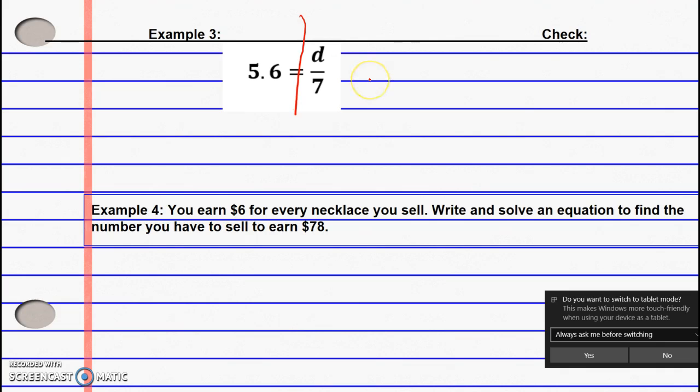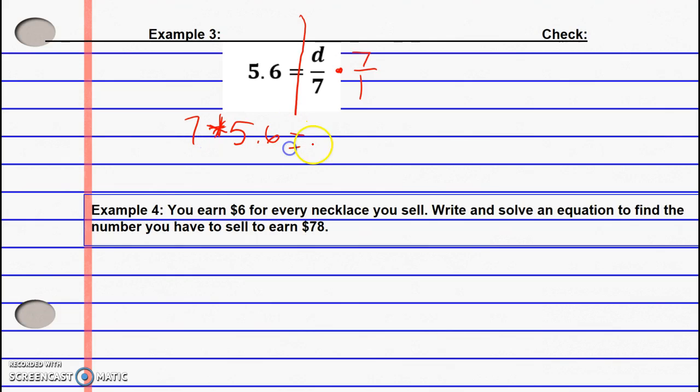You want to get d to be by itself. So we've got to multiply by 7 because we're dividing by 7 here, so we've got to multiply by 7 to get rid of it. 5.6 times 7, and 7 over 7, and then d. 7 over 7 is 1, so that just leaves d by itself. Then we have to take 5.6 times 7.